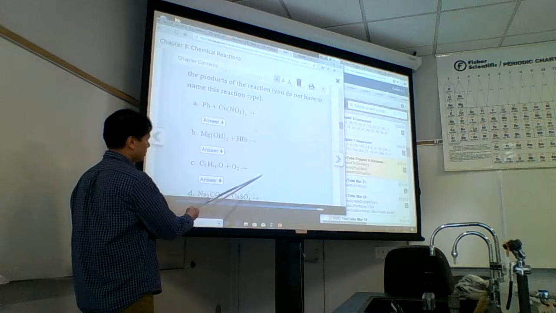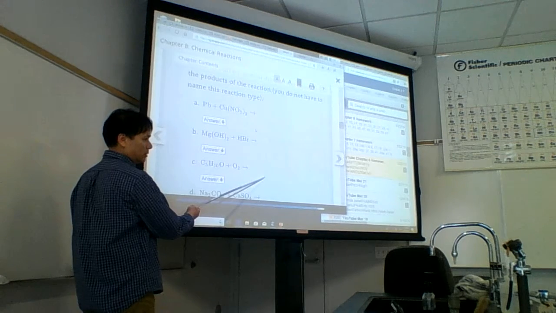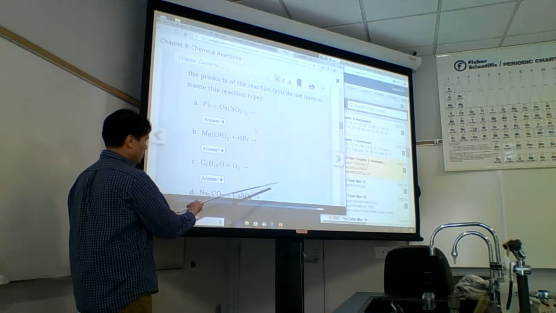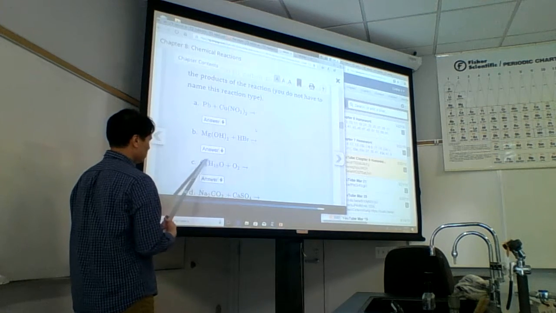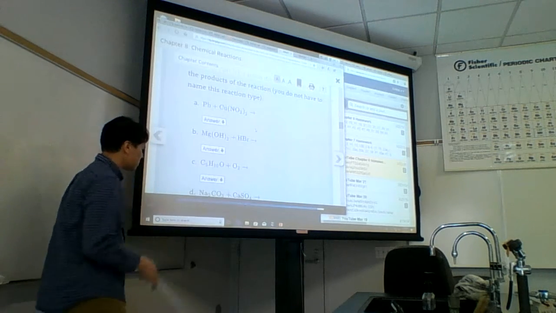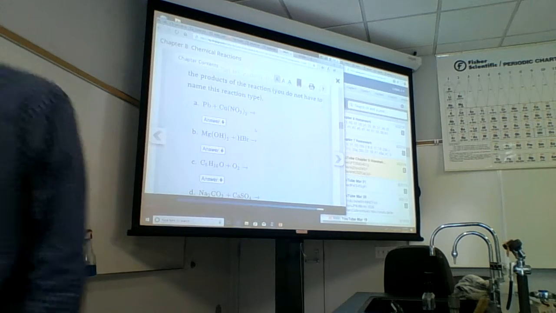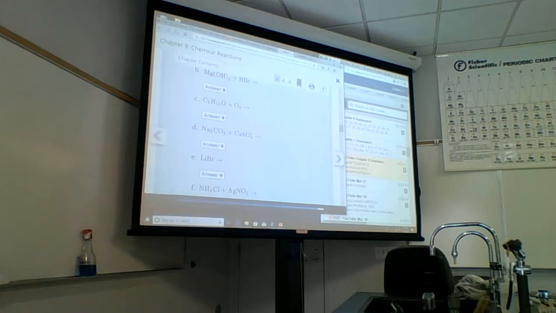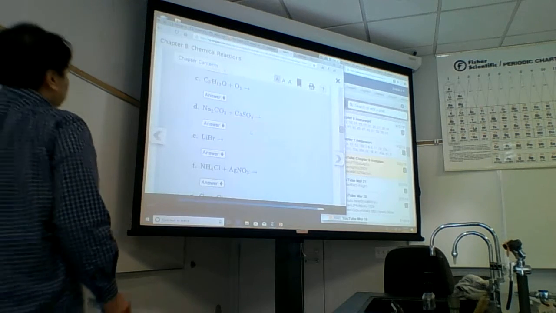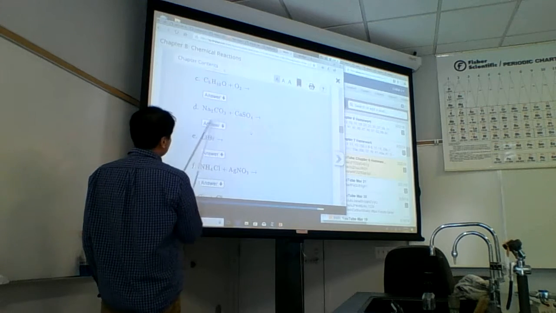C is a combustion, but you probably already know. What are the products of combustion? Carbon dioxide and water. So I asked if people wanted combustion this morning. They didn't want it, so just ignore it for this. You're going to get it in the next test. D, what type of reaction is that? So double, so do that.